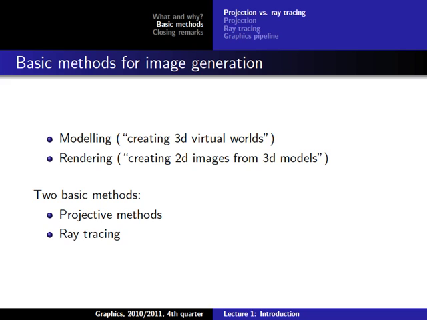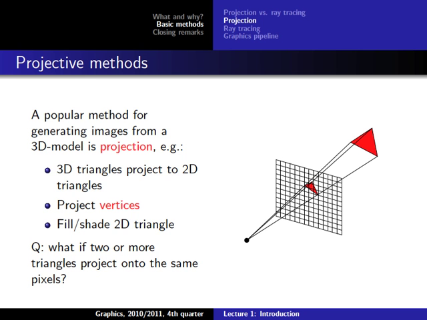I put this in quotation marks because it's not a really specific definition, but you can think about modeling as basically the process of creating a 3D world, and rendering is the process of creating 2D images based on these 3D worlds or 3D models. And there are two basic approaches to do this, which I will roughly introduce today, and then later in the lecture we'll go more into detail with it. One of them is projective methods, which will be the most part of the lecture, and the other is ray tracing.